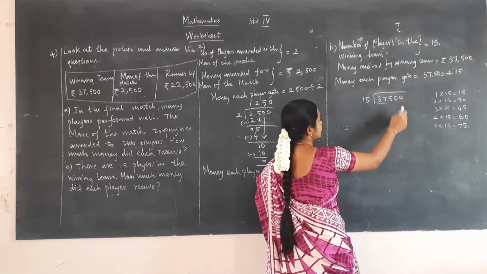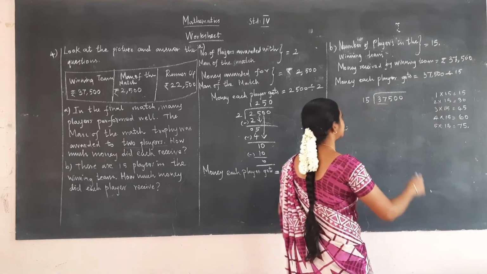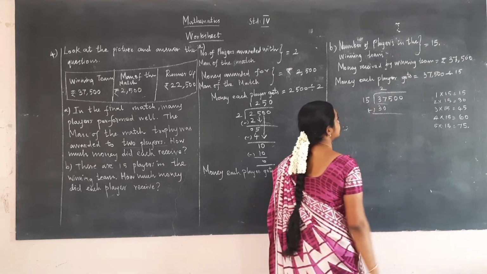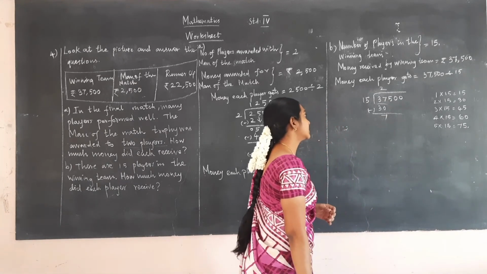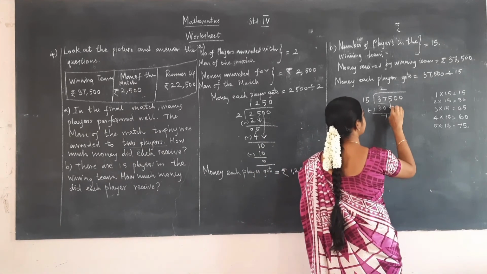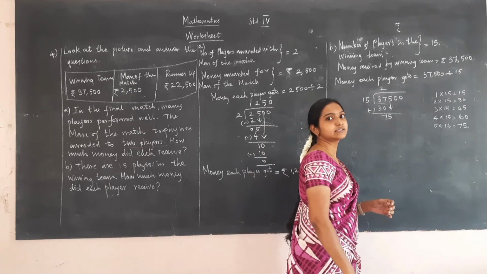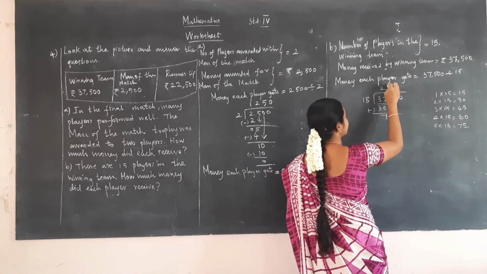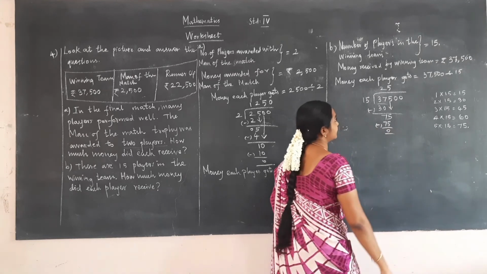First let us consider 37 alone. 2 15s are 30. So write 2 in the quotient and 30 here. Subtract. 7 minus 0 is 7. 3 minus 3 is 0. Now bring down the 5 here. So the number is 75. Find a number that is nearer to 75. We have 5. 5 into 15 is 75. 75 minus 75 is 0.